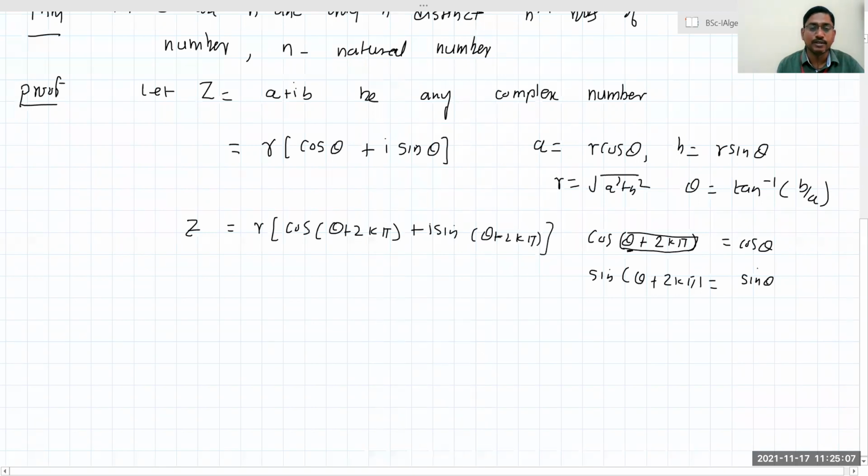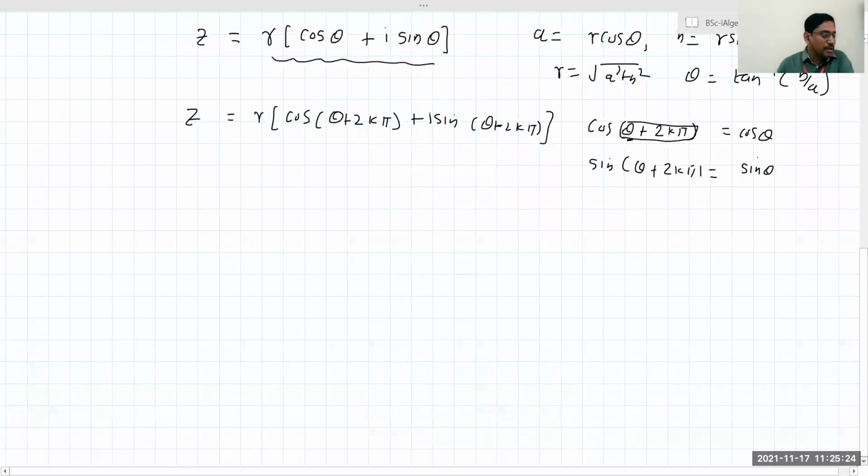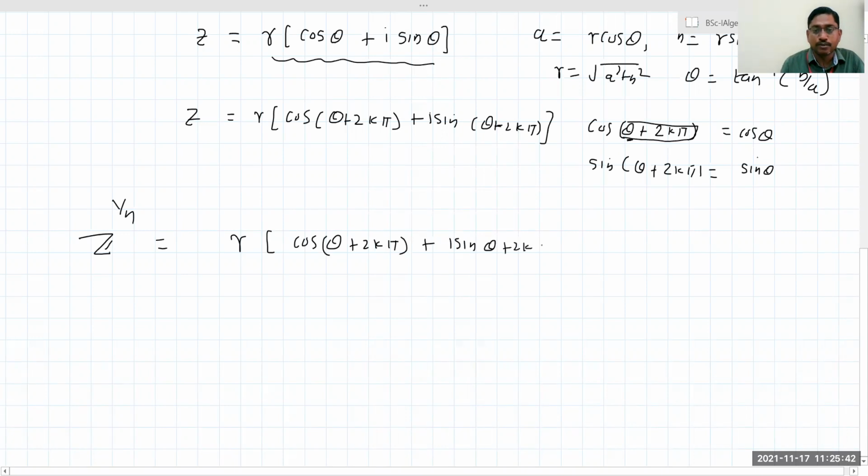Now I want to list the n values of this a plus ib. Now the representation of a plus ib in this standard form and in this general form of the complex number: keep in mind r is the square root of a square plus b square, and theta is tan inverse of the imaginary part divided by the real part, that is tan inverse of b upon a. So you want to find the nth root of this complex number. Taking nth root of both sides, cos of theta plus 2k pi plus i sine of theta plus 2k pi.